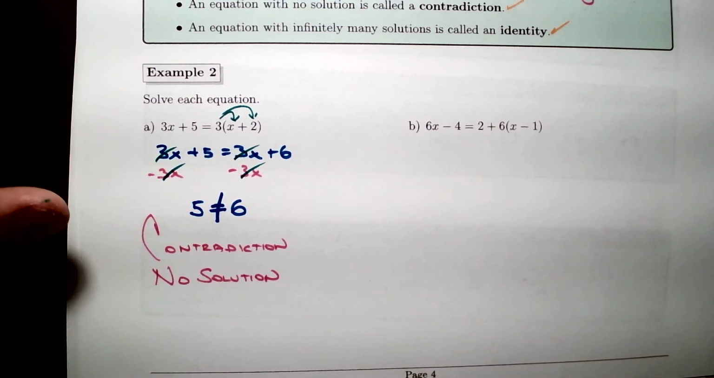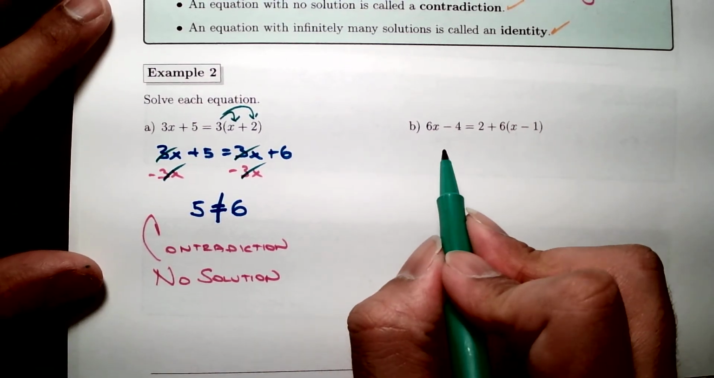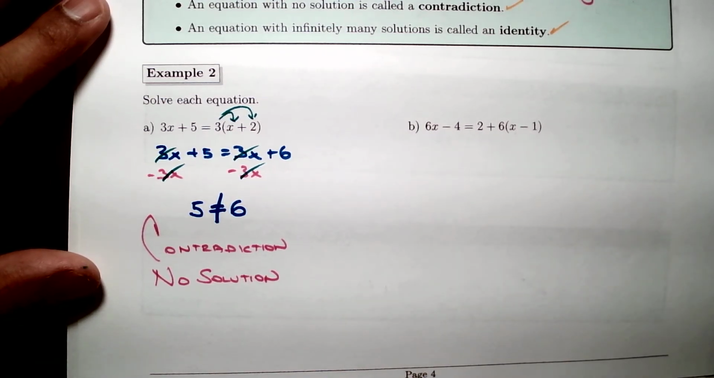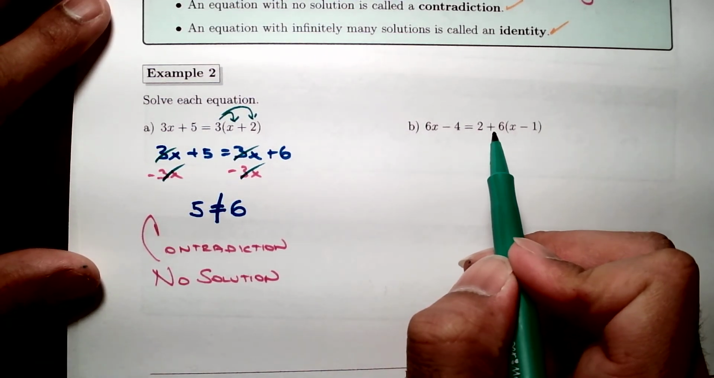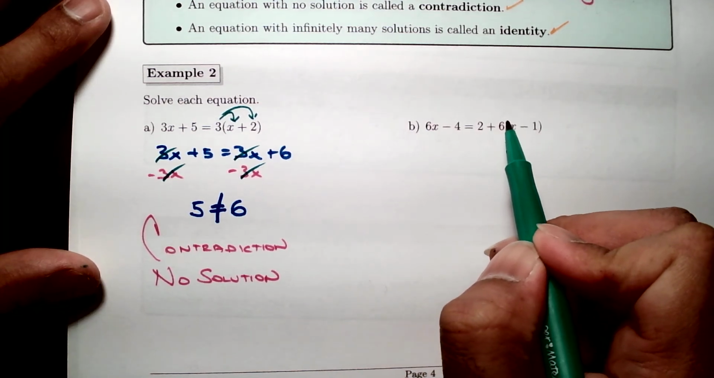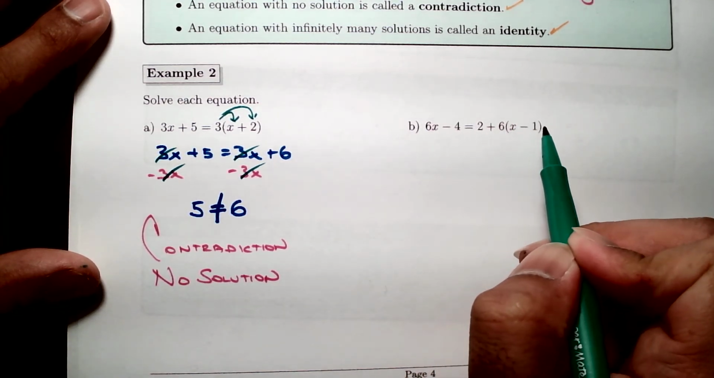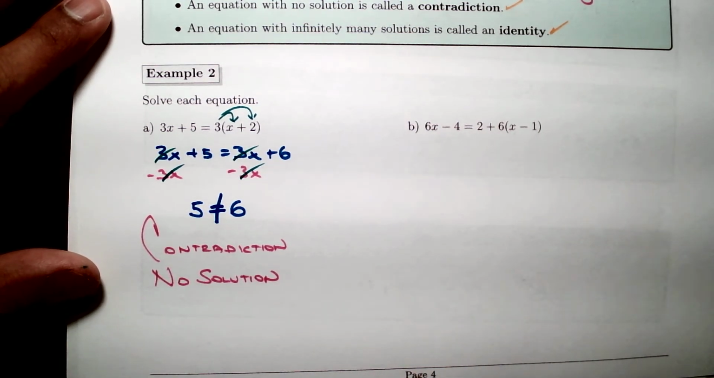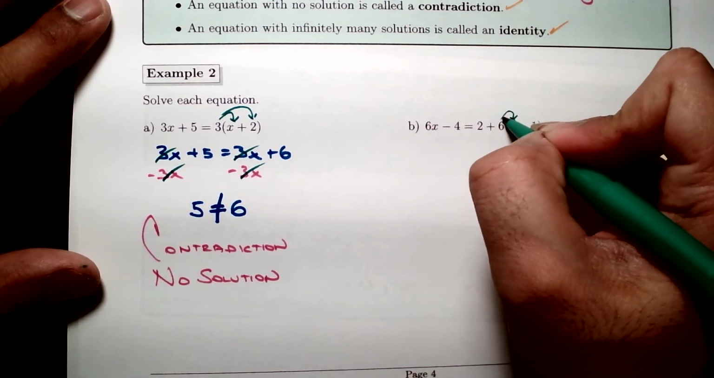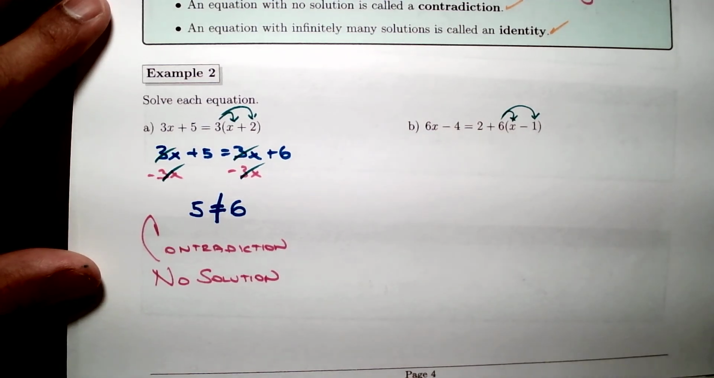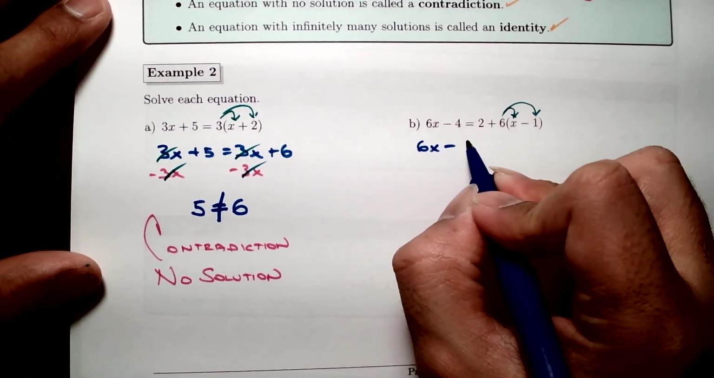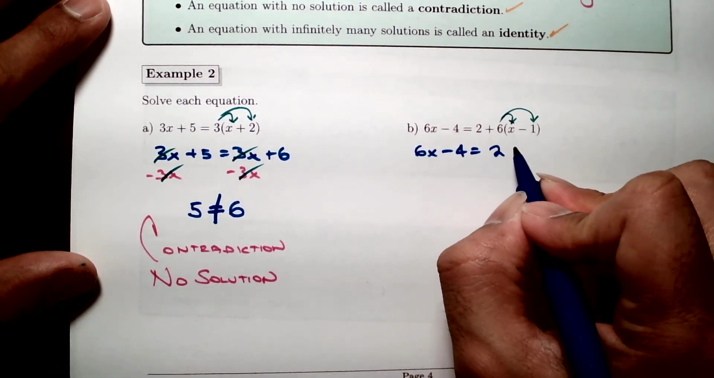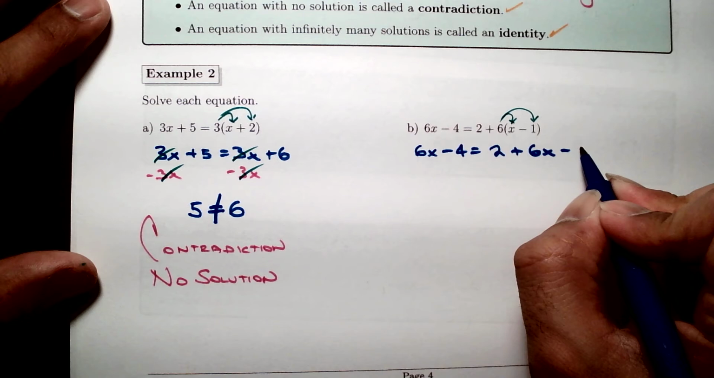Alright, let's look at the other example. Well, what do we have? First of all, we have some parentheses, but be careful, you don't want to add this 2 plus 6 because this 6 is multiplying with the x and the negative 1. So let's see, what do we do first? So we use the distributive property first. That's going to give me 6x minus 4. It remains the same on the left hand side. And 2 plus 6x minus 6.